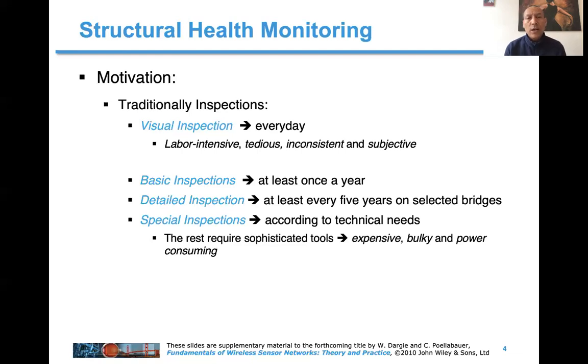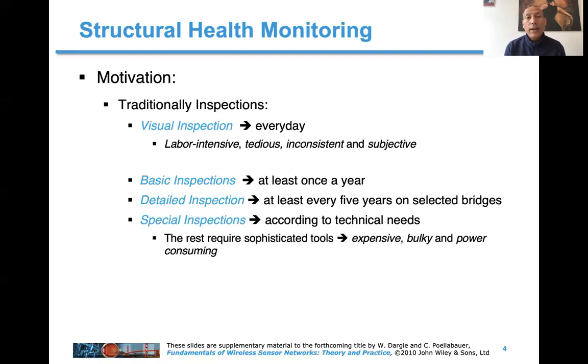Detailed inspection takes place at least once every 5 years. It is quite costly and involves quite bulky devices. During this time, the inspection is assisted by instruments, which, for example, can use X-rays, acoustic signals, and infrared signals to monitor both the microscopic and global health of the structure.